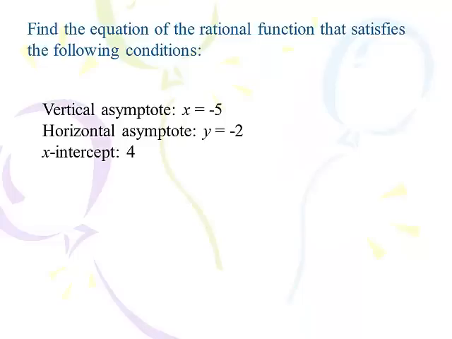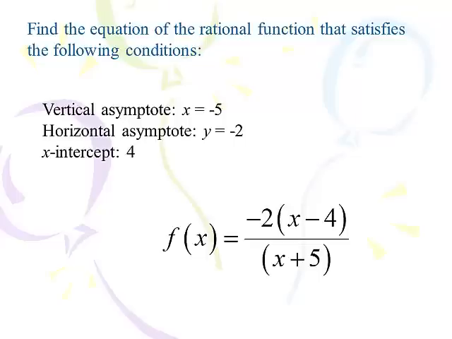Well, now we shift gears a little bit, and I've got 4 problems here for you, and you're going to like these because you don't have to graph anything. And so let's come up with a rational function that makes all this true. Vertical asymptote negative 5, horizontal asymptote y equals negative 2, and an x-intercept at 4.